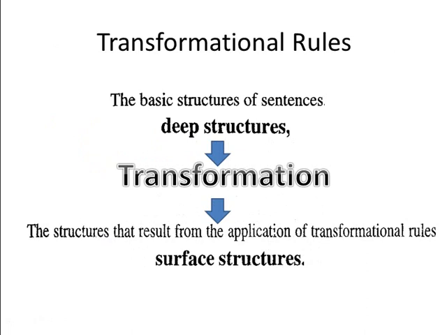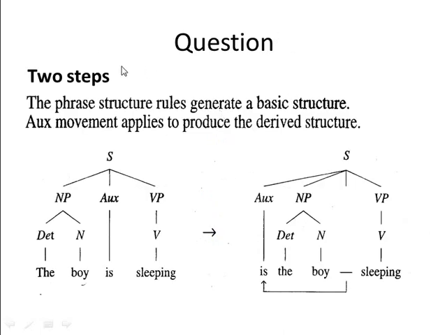Okay, now let's talk about sentence relatedness. So here we talk about transformational rules. What is a transformational rule? It's about the movement from the basic structure, or deep structure, to surface structure. So surface structure is the structure that results from the application of transformational rules. So the change from deep to surface undergoes transformation. For example, this is a movement from deep structure to questions. The first structure rules generate the basic structure. This is the basic structure: The boy is sleeping. And then we have auxiliary movement.